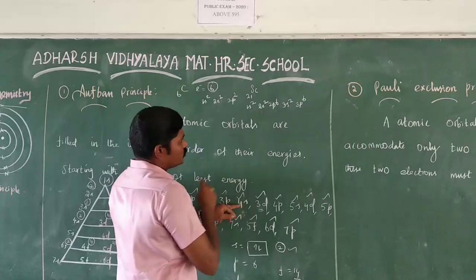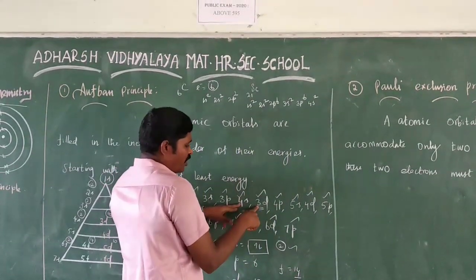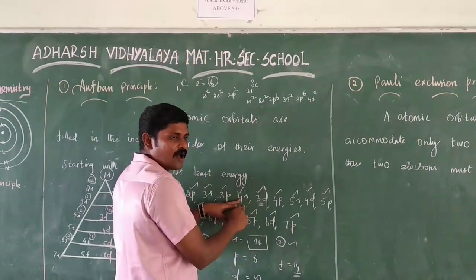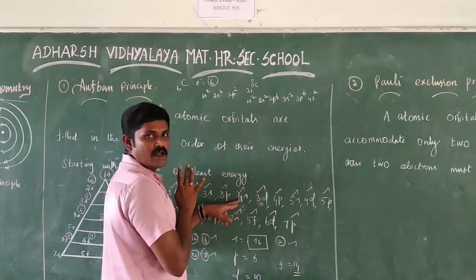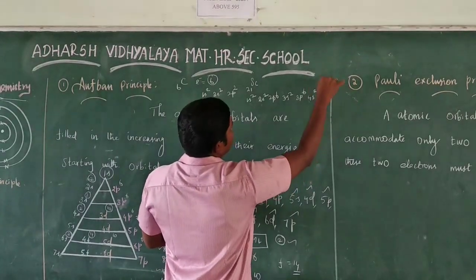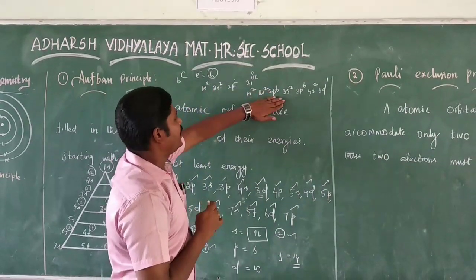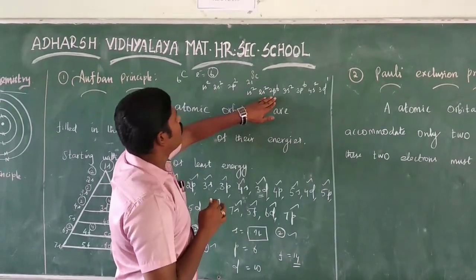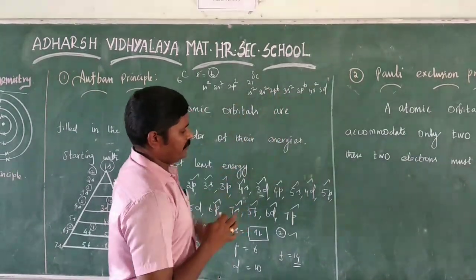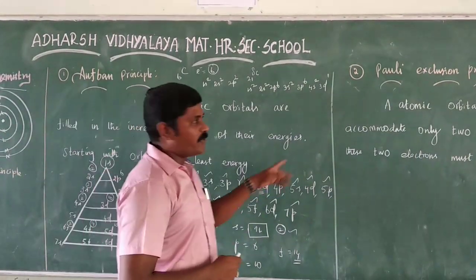18 electrons are filled. How many electrons are there? 21 electrons. So 4s2. The 3d orbitals are higher in energy than the 4s orbital, or the 4s orbital is lower in energy than the 3d orbitals. So first the 4s orbital is filled, then 3d. The correct electronic configuration of scandium is 1s2, 2s2, 2p6, 3s2, 3p6, 4s2, 3d1. Right?